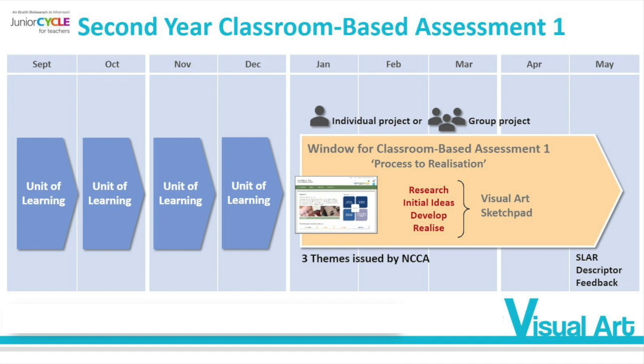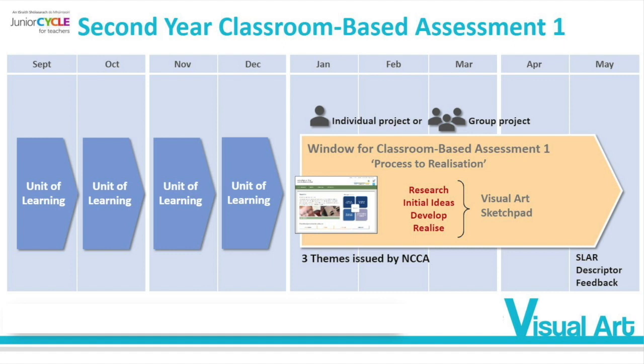Here is a close-up of second year. At the beginning of the year, as with first year, your art department will agree on the most relevant learning outcomes for your students. You will be designing units of learning. A unit can be as short or as long as you like. A CBA is another unit of learning.